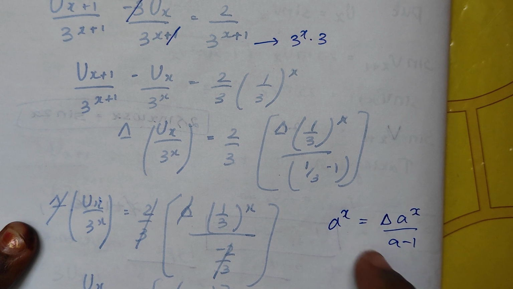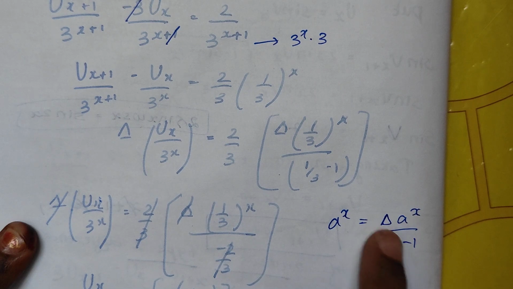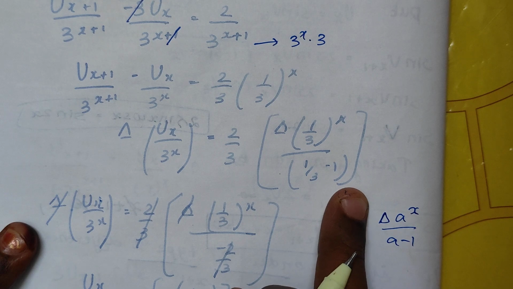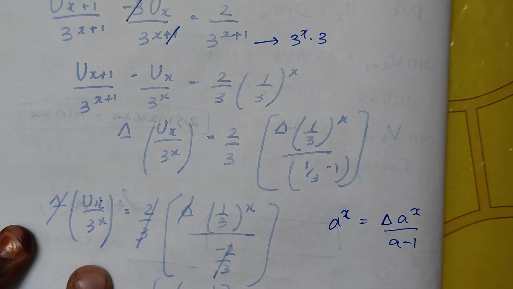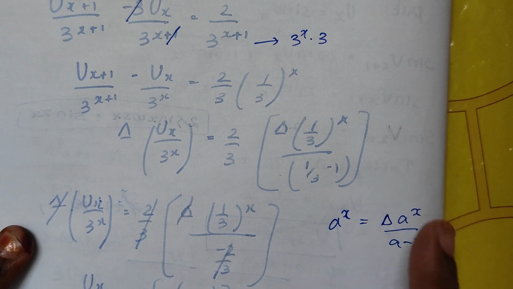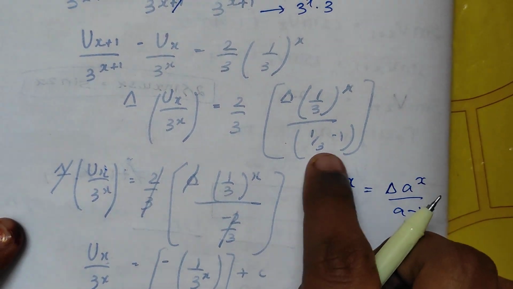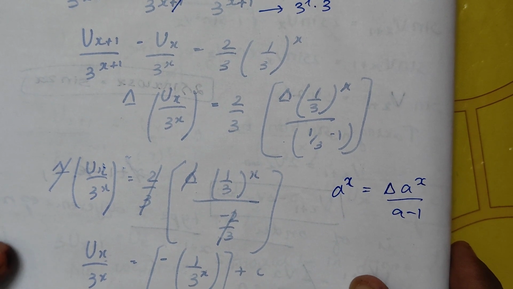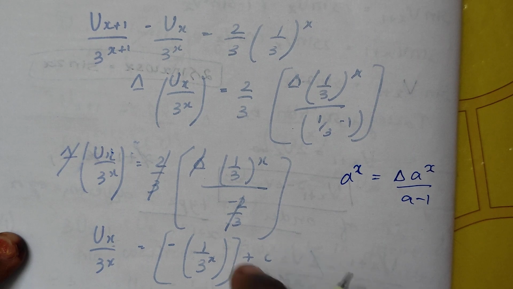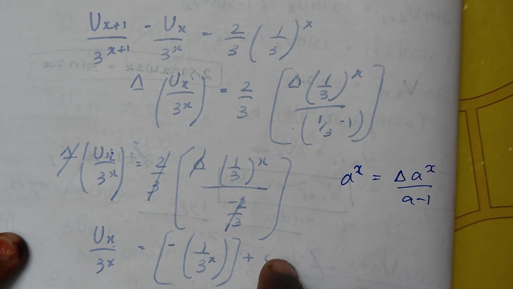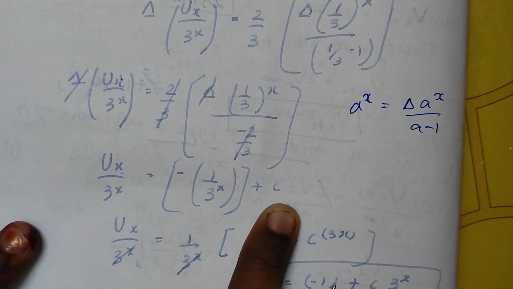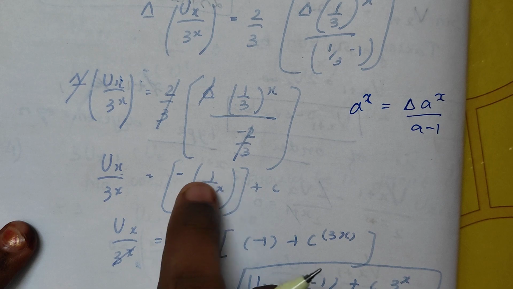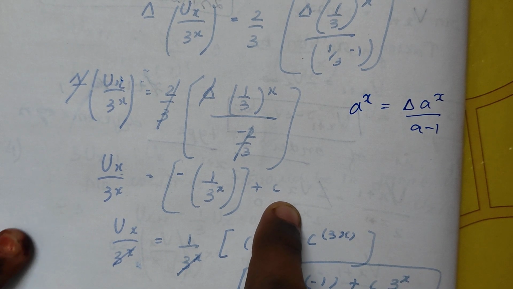Understood? So here it is in the format of a power x, so I can write it like delta a power x divided by a minus 1, which is 1 by 3 minus 1 will come. Keep 2 by 3 here. Then when you take LCM you will get minus 2 by 3. So this 2 by 3, this 2 by 3 will get cancelled. This delta will get cancelled. When you cancel both deltas, you will get an addition of plus c. Then u(x) divided by 3 power x will give you, minus will come to numerator, minus of 1 by 3 power x plus c will come.